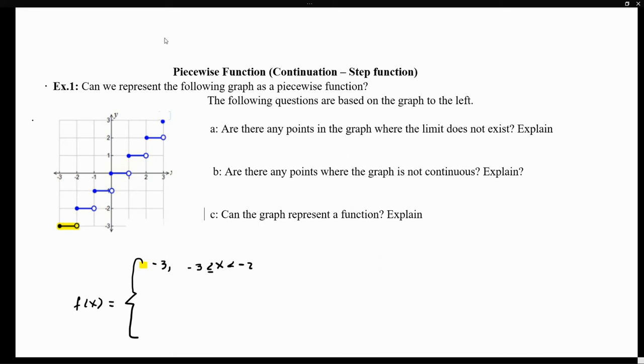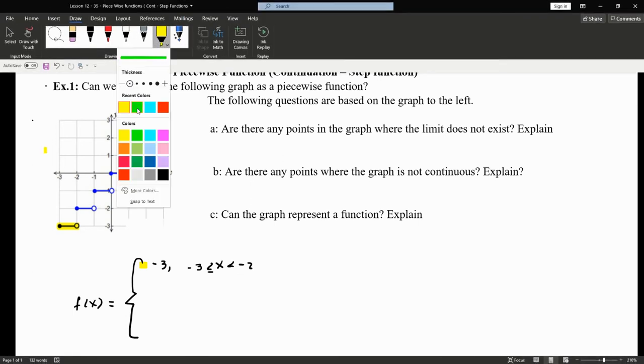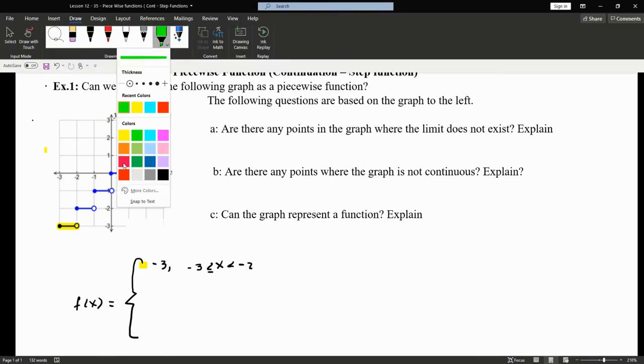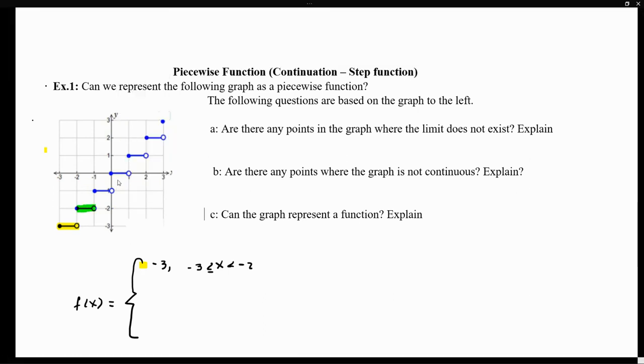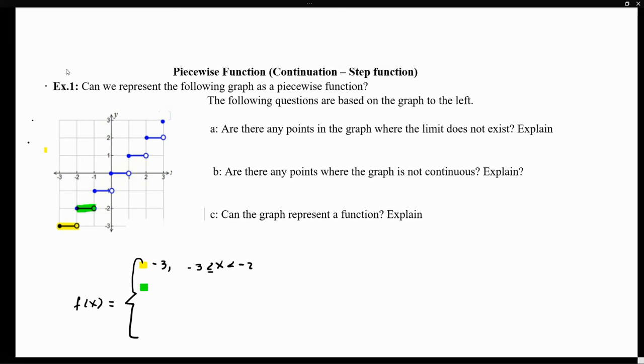But there are a lot of steps here, so we need to move on to the next step in our stair. Let's do it in green. Under green, what is my y value? My y value is at -2. Again, think about it as if before we were writing down the function y equals -3, and now we're writing down the function y equals -2.